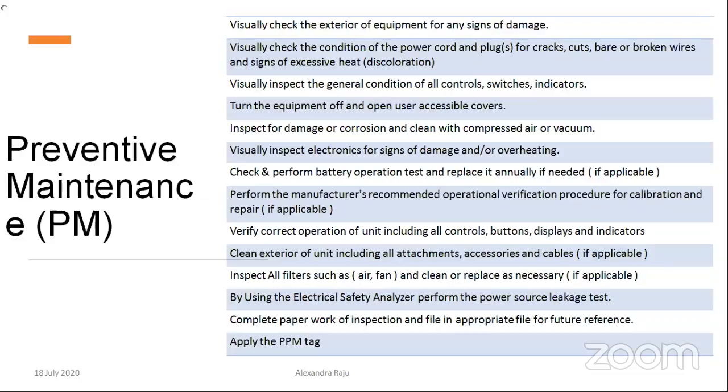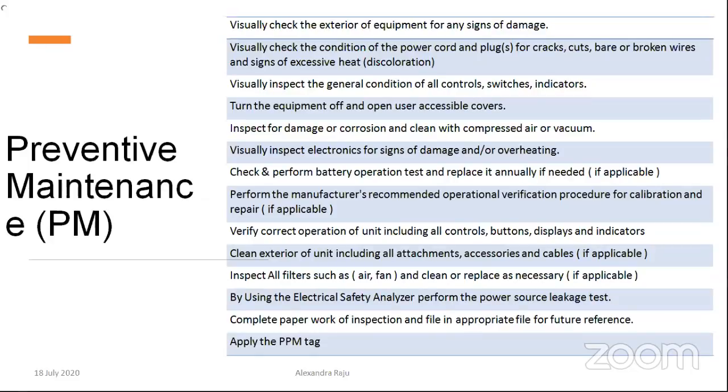We can even inspect whether there is any corrosion or any damage that occurred externally. If there is any damage caused by overheating, we can check that. You can check the performance of the battery. If it is not up to the voltage provided for the equipment, we can replace the battery. And perform the manufacturer-recommended operational functions for some equipment. Some operational checks will be there for preventive maintenance.